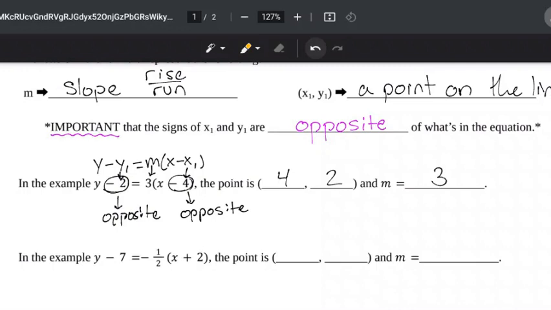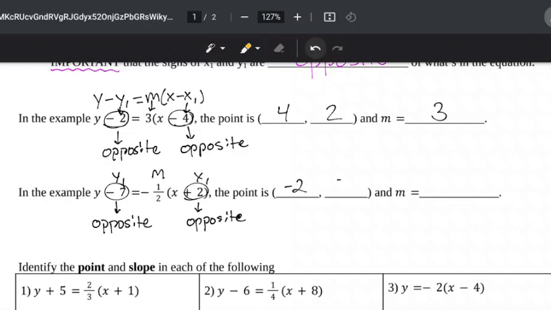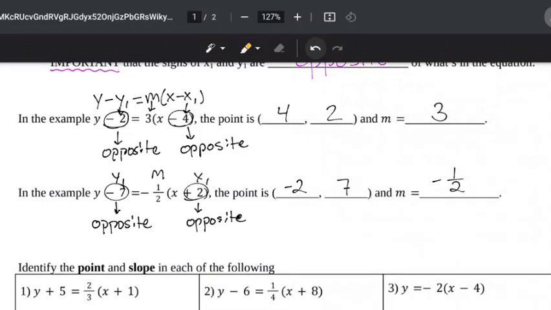So we have 3. If we take a look at the following example, again, we have our y1, our m, and our x1. So this appears to be a positive 2. But again, important note, we need the opposite. So it's negative 2. And then this is our y1, which appears to be a negative 7. But we need the opposite of negative 7. So we get positive 7. And then our slope is a negative 1/2. Okay, so just make sure you're paying attention to that.